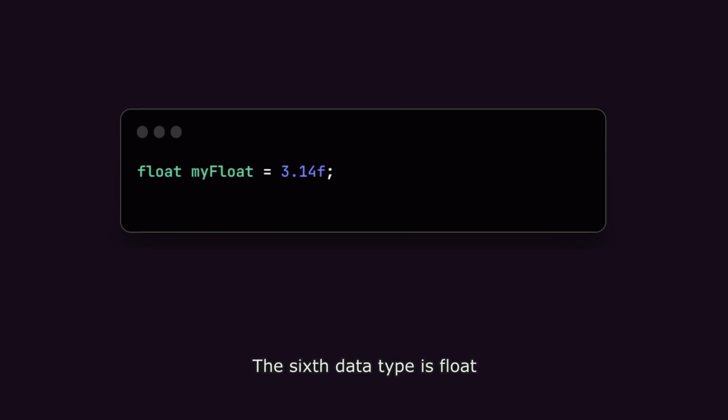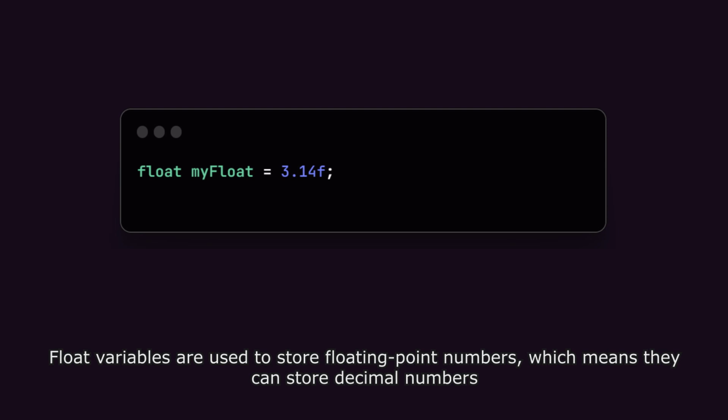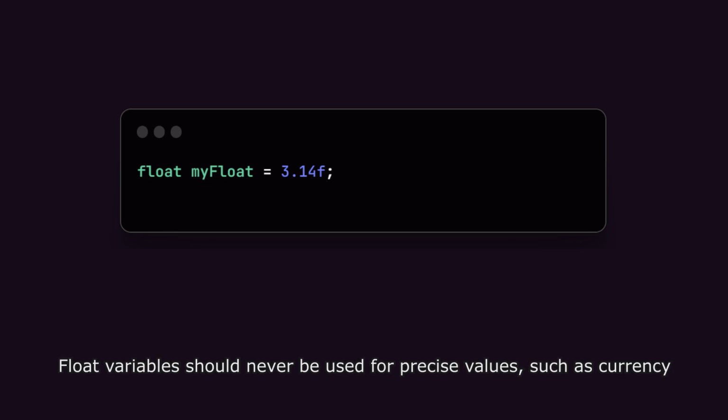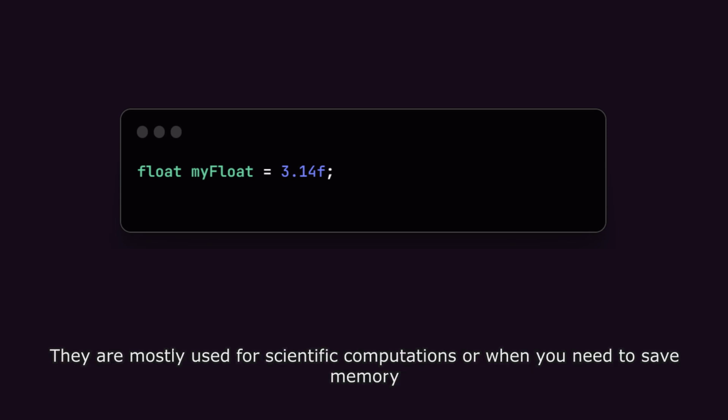The sixth data type is float. Float variables are used to store floating point numbers, which means they can store decimal numbers. The size of a float variable is 32 bits. Float variables should never be used for precise values such as currency. They are mostly used for scientific computations or when you need to save memory.